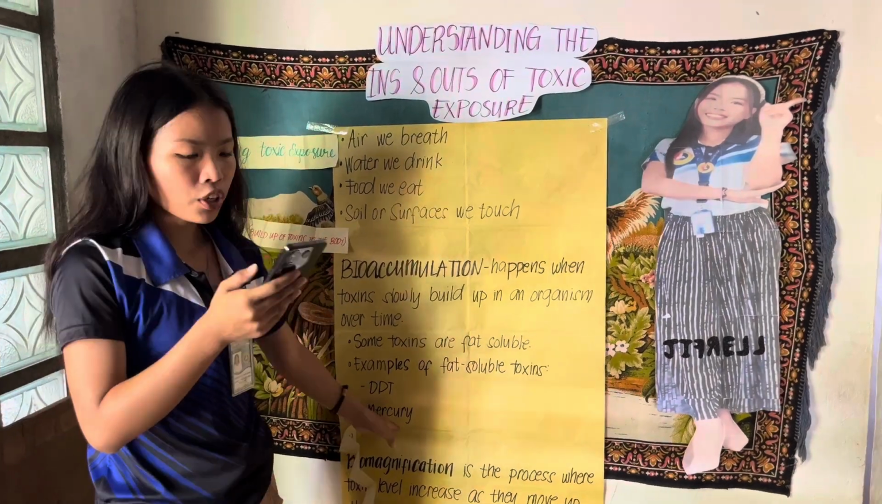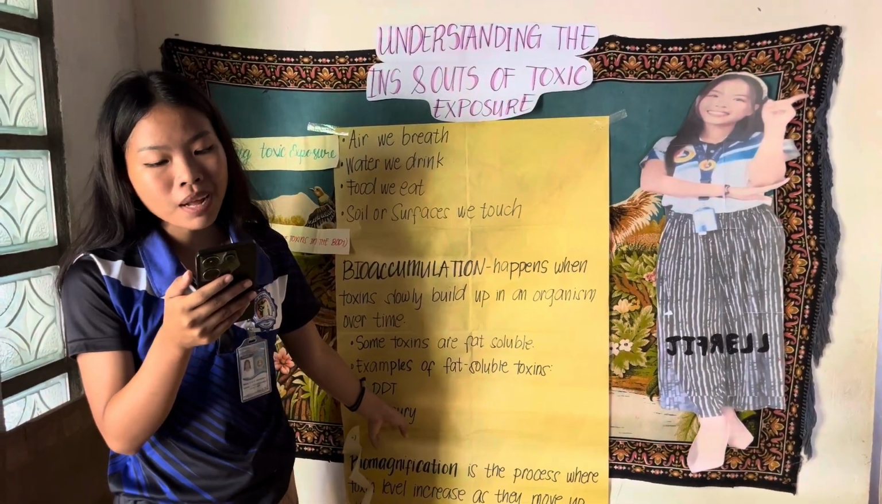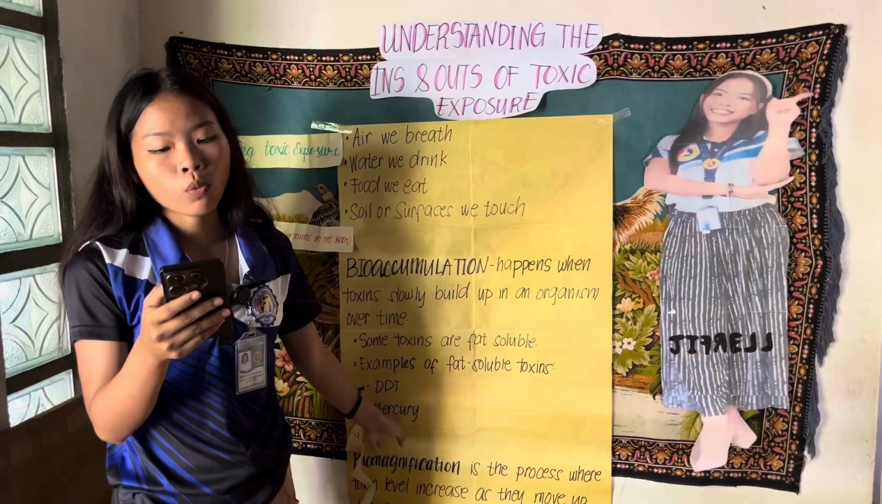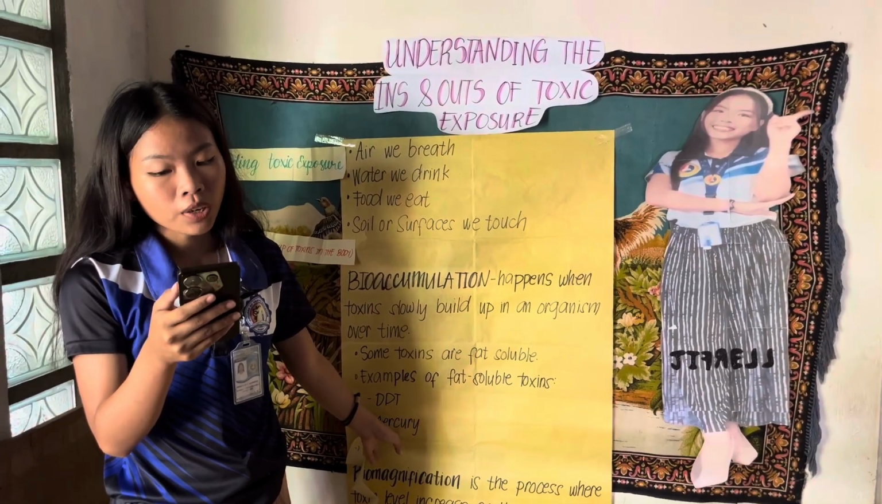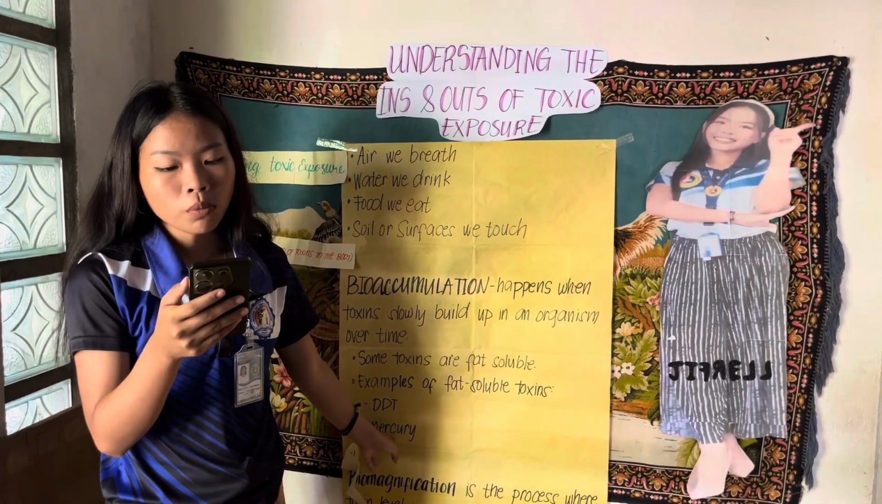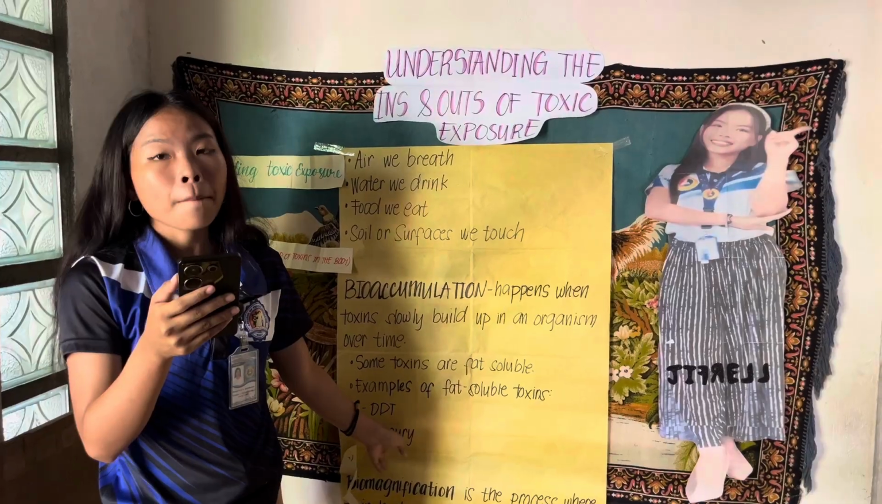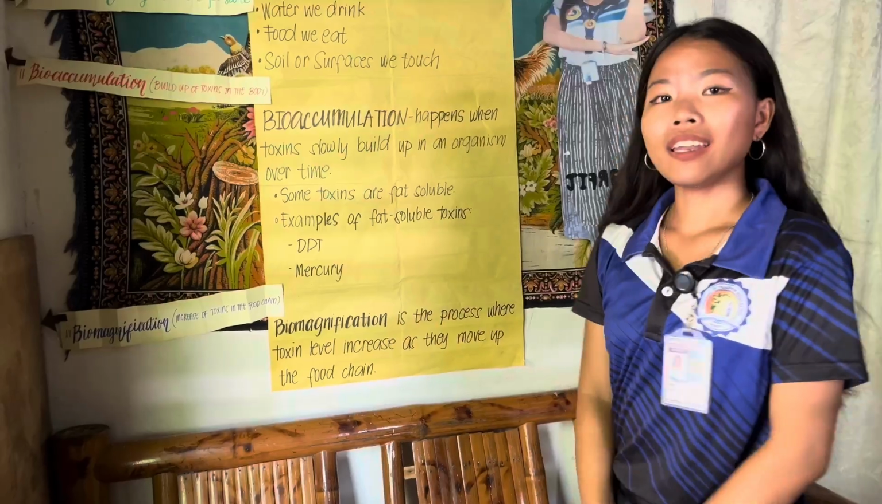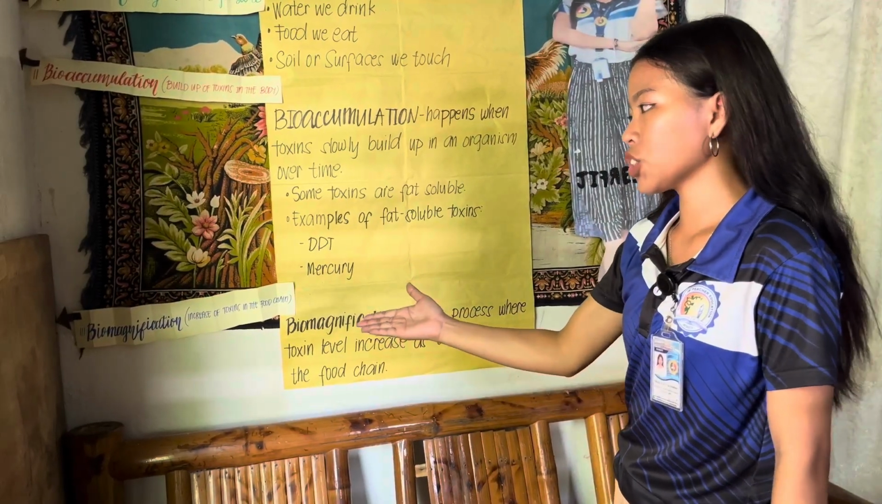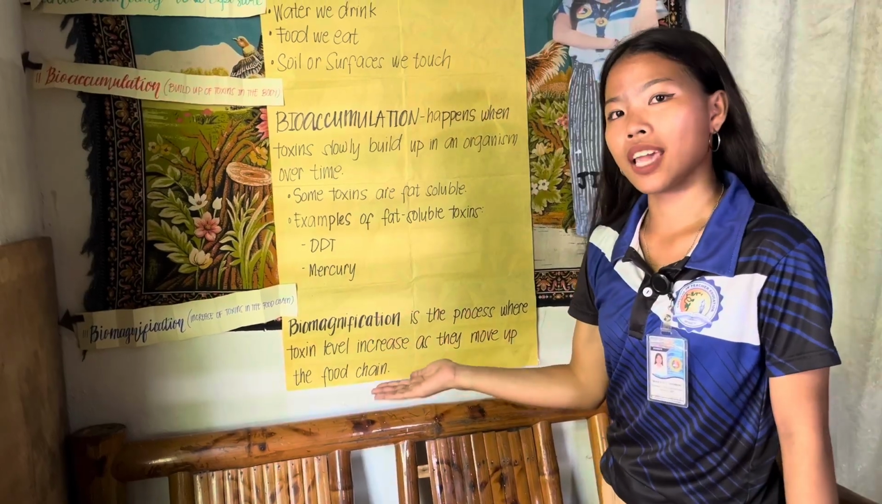Next one is mercury. Mercury is a toxic metal found in polluted water. Fish absorb mercury from water and food. So when humans eat contaminated fish, mercury enters the body. The next one is biomagnification, or the increase of toxins in the food chain.